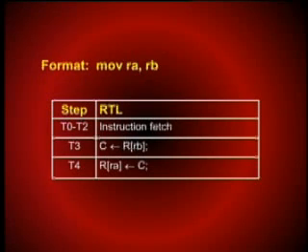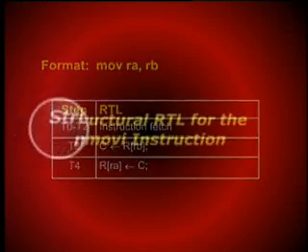So in the table, the first three timing steps, as usual, are instruction fetch. T3 takes the data from the register indicated by placeholder RB and we put it through the ALSU unit to buffer register C. In timing step T4, the buffer register C transfers its data to register RA through the internal unibus.